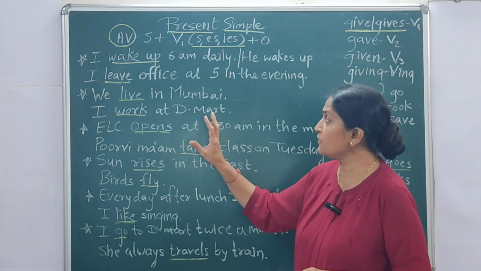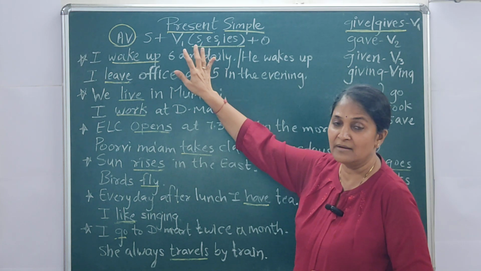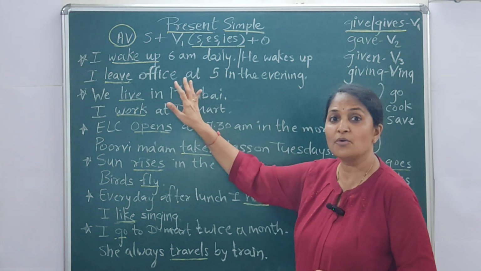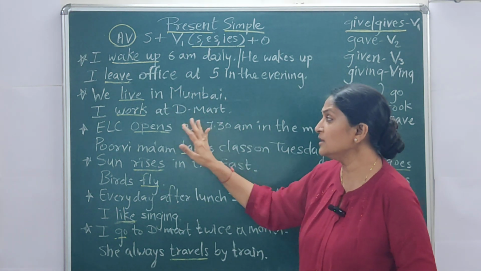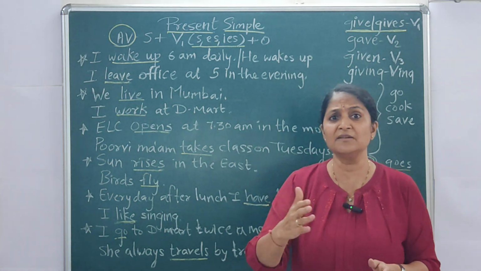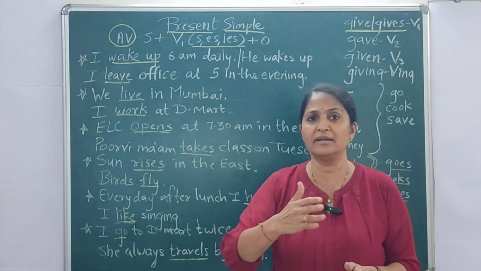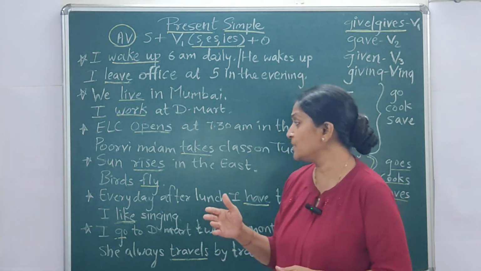So what you understood so far? See, first one kya tha? First is your daily routine, right? Second one kya tha? Your permanent situations. Third is all your schedule, right? Dehradun Express leaves at 9 p.m. from Dadar. So see, this is the schedule, train timetable. That is all in present simple tense.